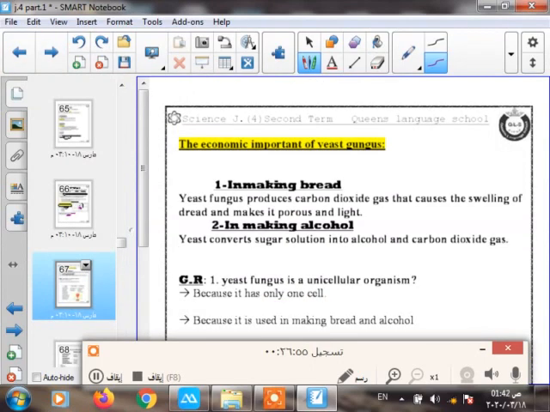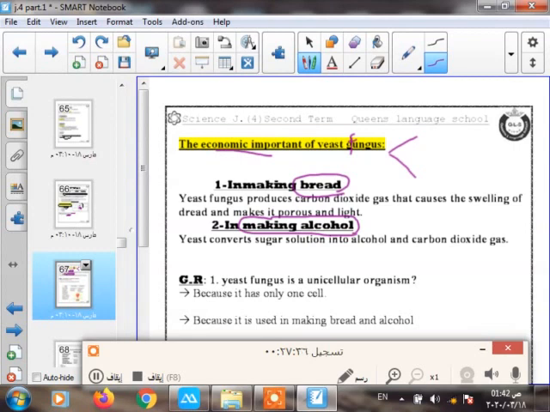The economic importance of yeast fungus. What is the economic importance? What is the function or what are the uses of this yeast fungus? Yeast fungus is used in making two things: making bread and making alcohol. So what is the economic importance? It's used in making two things, bread and alcohol.